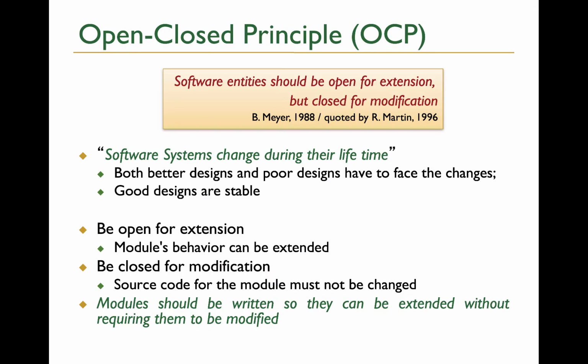It says that software entities should be open for extension, but closed for modification. When you see this, it looks a little bit confusing, because why should we be closed for modification? We want software to be changed, so why don't we want to make any modifications? Here you need to be very clear on the difference between extension and modification.